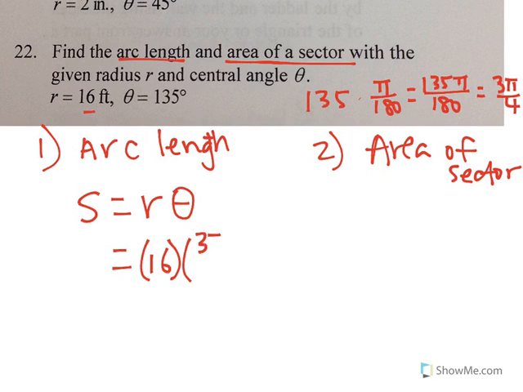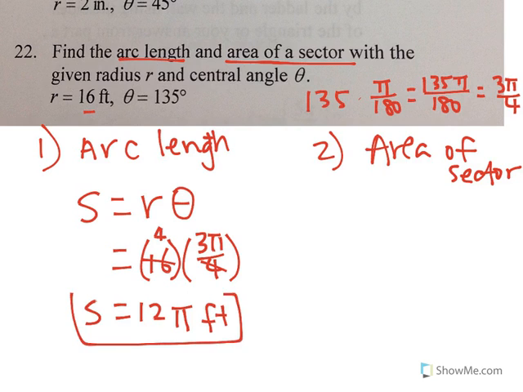And so we're going to multiply by 3 pi over 4 and cross-cancel the 4 and the 16. We have 12 pi. And since the unit is feet, the arc length is actually 12 pi feet.